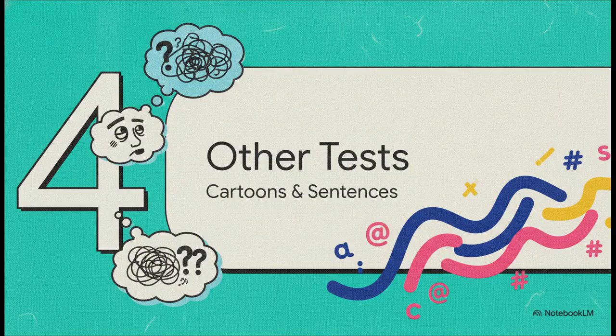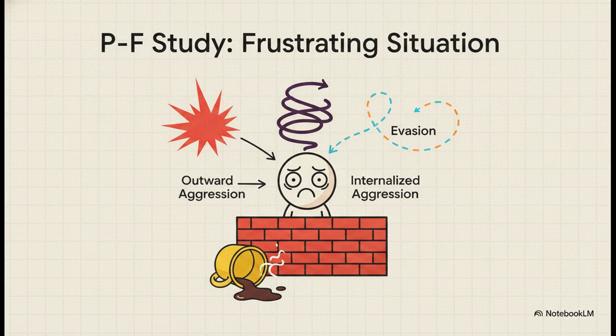Let's look at two distinct methods that rely on totally different types of prompts, starting with Rosenzweig's picture frustration study. This test uses cartoon-like pictures to present a series of situations where one person frustrates another. The subject just has to say what the frustrated person will say or do.